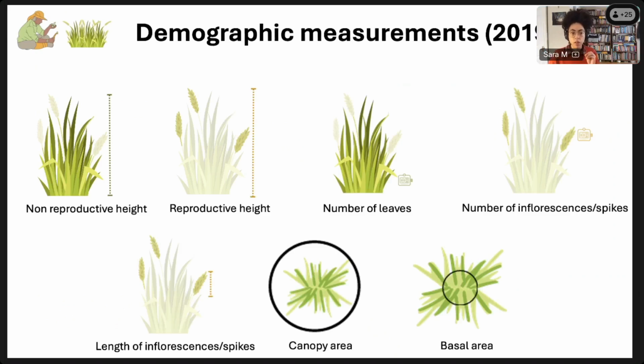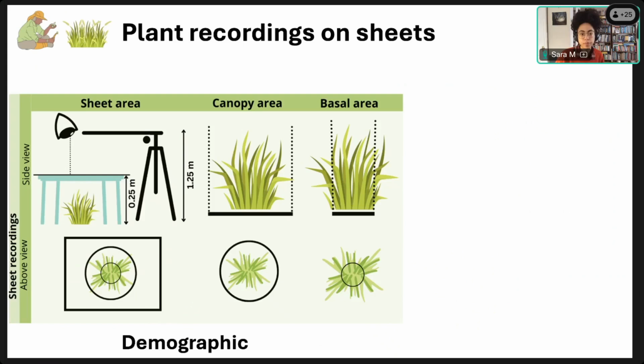For the measurements that I did, I recorded non-reproductive height, reproductive height, the number of leaves, number of flowering spikes, length of inflorescence, and the canopy area and basal area. And I also looked at survival and reproduction. Some of the recordings were done on these acetate sheets, basically just with a Sharpie drawing around them. And this is what the setup looks like.